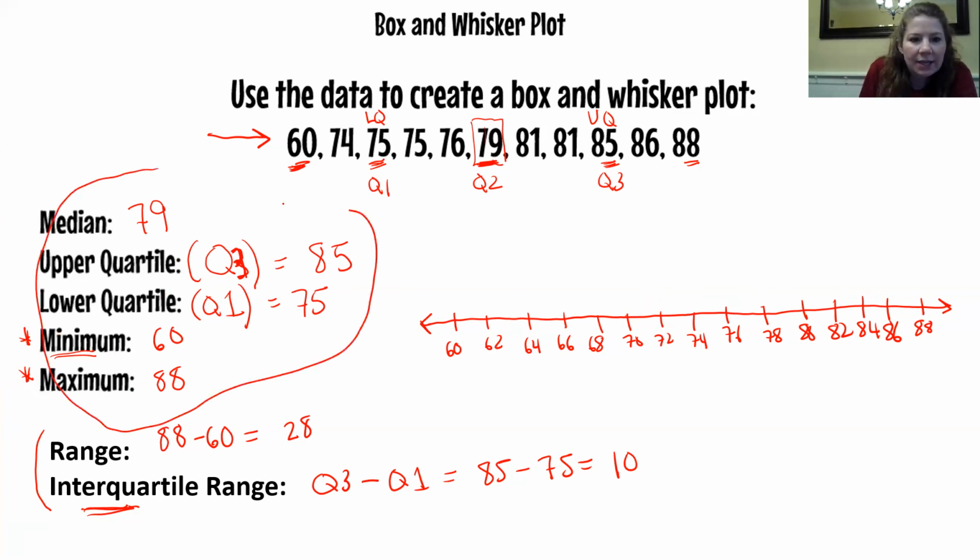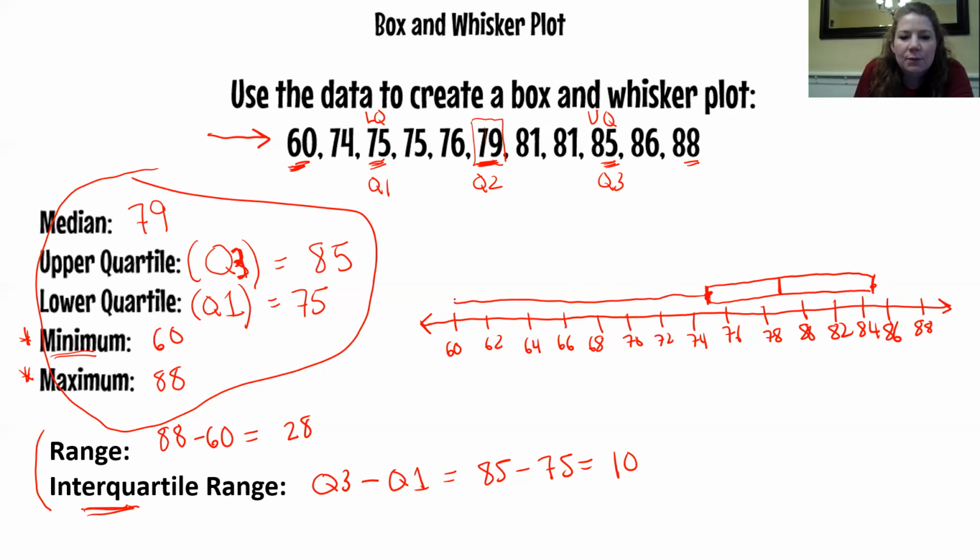Your box goes from your lower quartile, quartile 1, to quartile 3. Quartile 1 is 75, so I'm going to make a little line right here. This is going to be the left side of my box. My quartile 3 is the right side of the box up here at 85. Then you complete your box. The line in the box points toward your median. So 79 is our median. It's a box and whisker plot, right? So our whiskers point to our minimum and our maximum numbers.